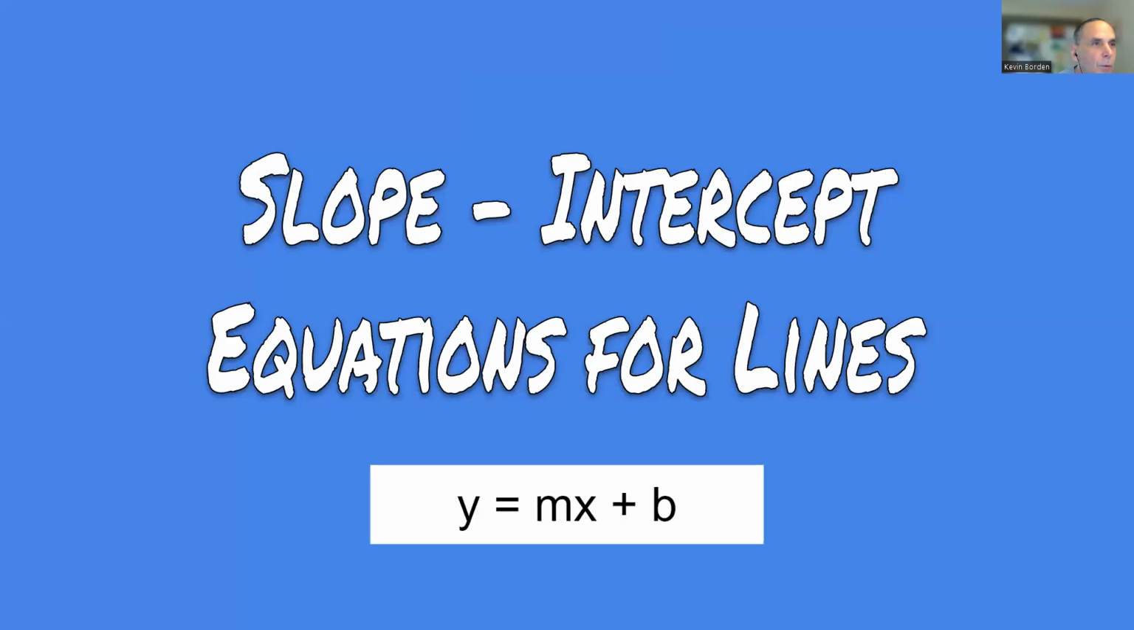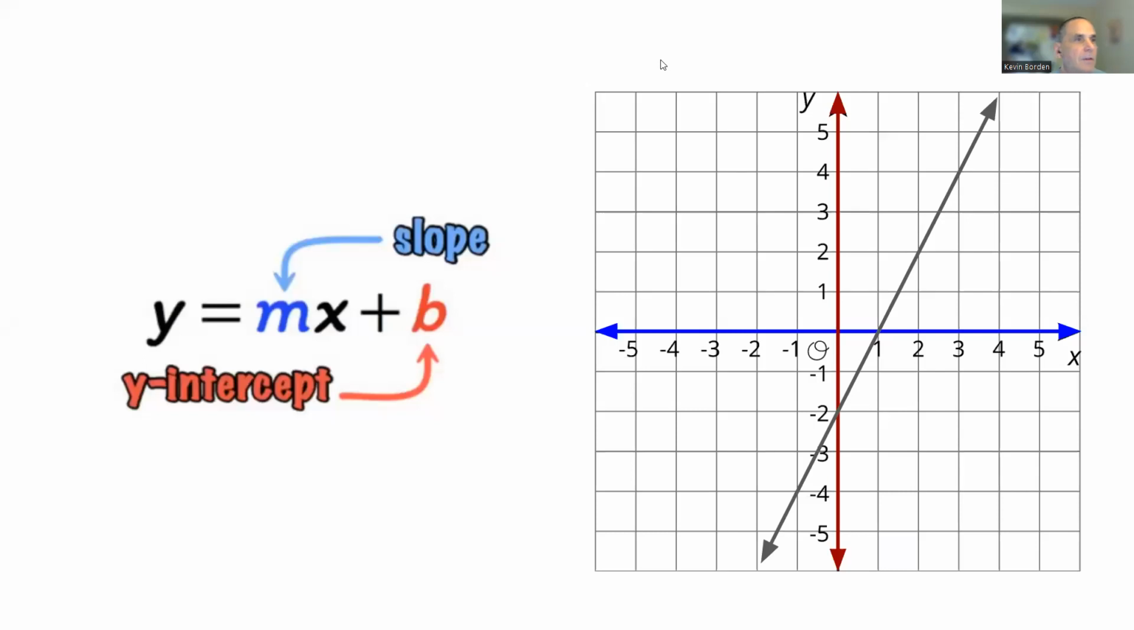In this video, I will be reviewing the slope-intercept form of the equation for a line. So here we have that form: y equals m, where m stands for the slope, times x, our variable, plus b, and b stands for the y-intercept. So let's look at this line that we have graphed over to the right.